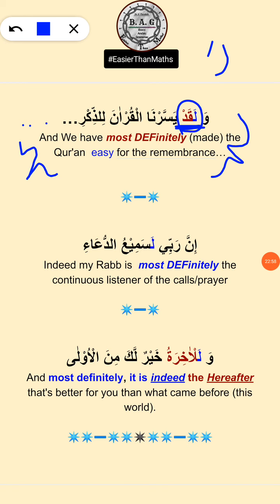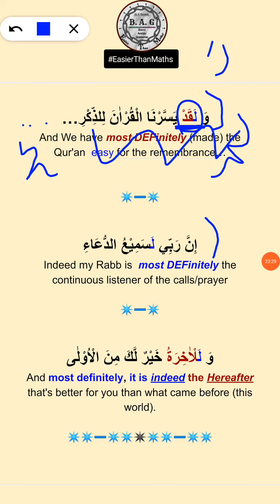All right, next, but once again, it doesn't really matter if you can put these things in words. If you can feel whatever is written in Arabic, then trust me, you are on the right track. Because in the end, we're not here to learn and write translations of the Quran. We are here to start to feel a connection with the Quran. That is our aim. All right, the next one is Inna Rabbi Lasami'ud Dua.